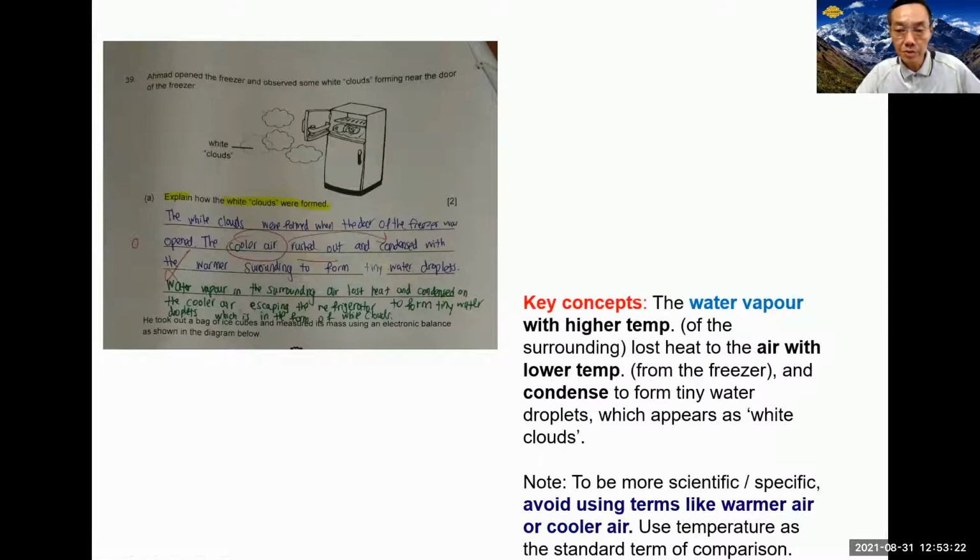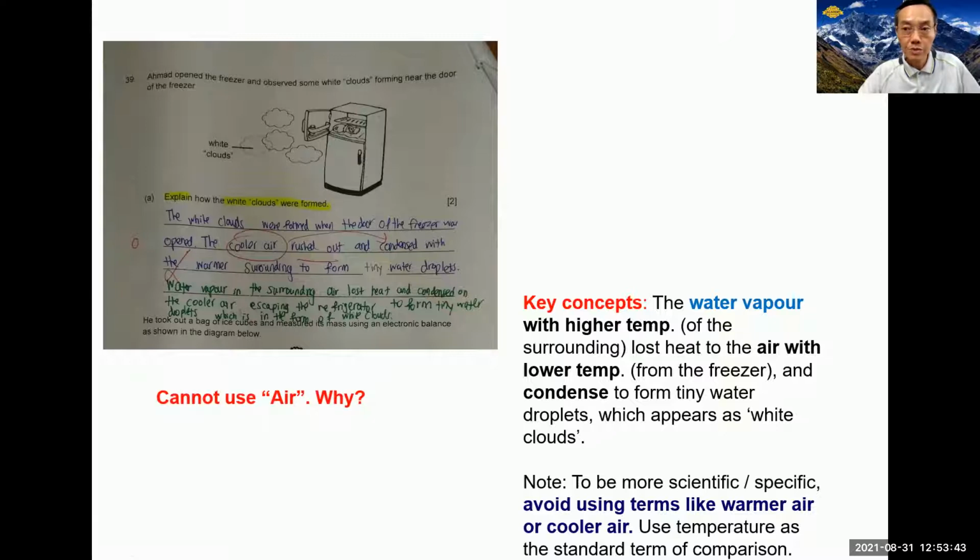So it's important to teach this concept: the water vapor with higher temperature from the surrounding lost heat to the air with lower temperature from the freezer and condensed to form tiny water droplets, which appear as white clouds.